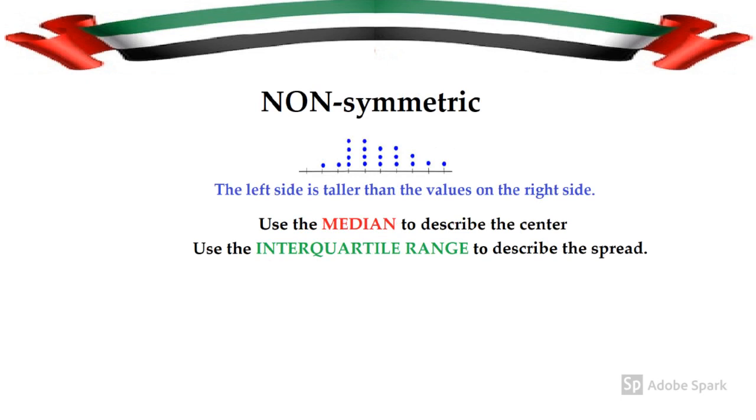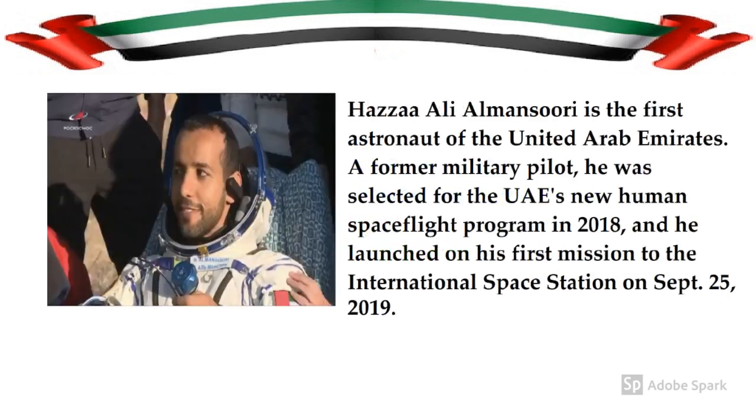The other type of data distribution is non-symmetric, where the left side is taller than the values on the right side, or the right side is taller than the values on the left side. We're going to use the median to describe the center and the interquartile range to describe the spread of the data. Now let us solve some examples.